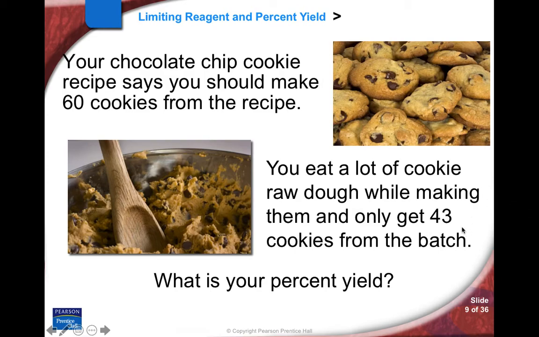So if you get 43 out of 60, probably most of you can do the math on that one, it's about a 72% yield. And that's still, for chemistry, a really high percent yield. Lots of reactions are less than 50% efficient. It's really crazy. And going back to that, that means you need to have a lot more reactants on hand and try to make a lot more to get what you really want.